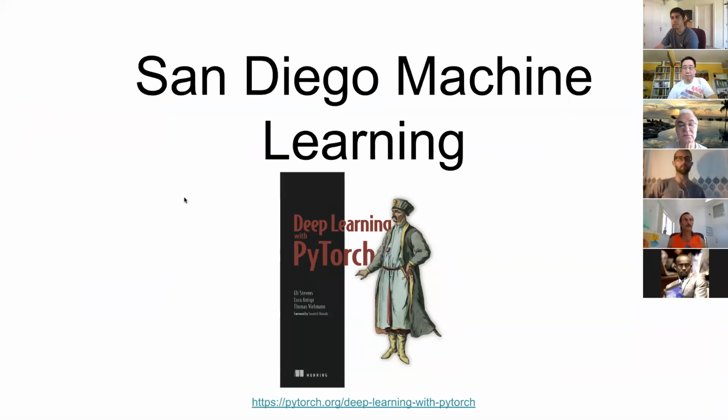So obviously we're a San Diego machine learning group. We're here to read the Deep Learning with PyTorch book. There's the link. Right now it's free on the PyTorch website, so you can buy the physical copy if you want the physical copy, but there's also a free PDF you can get off their website. You just plug in your personal information and then they'll give you the download link. So if you want to follow along for free, that's an option.